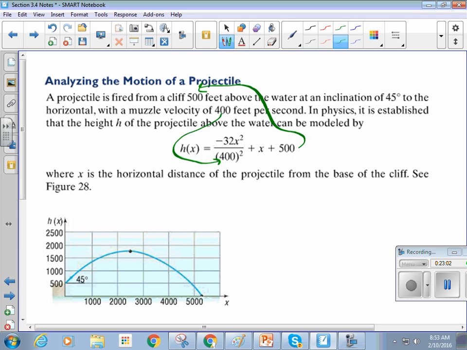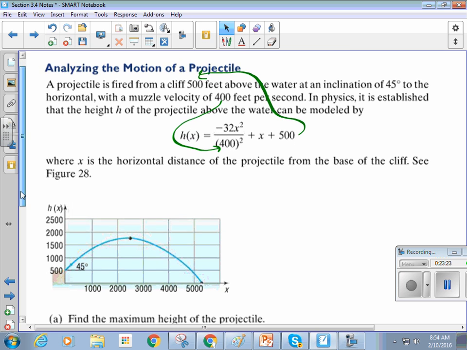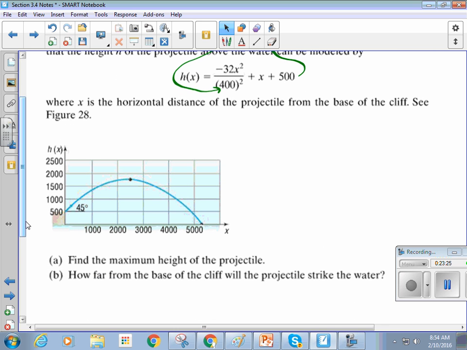All right, so make sure you can relate, because if you get a problem like this with different numbers, be able to put in the different numbers and calculate. Where x is the horizontal distance of the projectile from the base of the cliff. All right, so it looks a little something like this little guy down here. We are going to find the maximum height of the projectile. And we know the equation to find the maximum height.